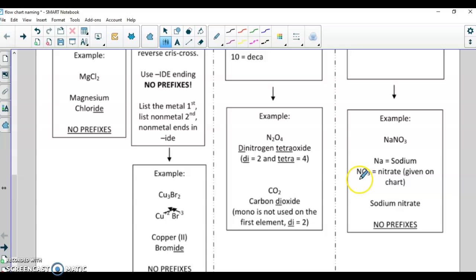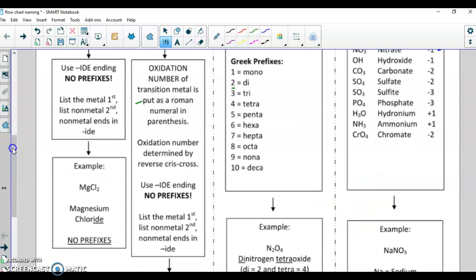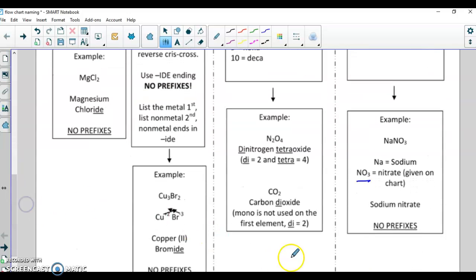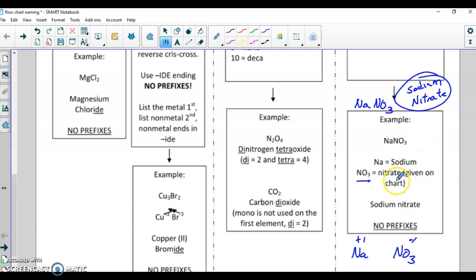So if you had sodium and nitrate, which is given on the chart, so we look back up at the chart, we find nitrate, which is a -1 charge. So sodium has a +1 charge. Nitrate, which is NO3, has a -1 charge. So that means when we put them together, and I'm going to write it up here, it's going to be NaNO3. And it's going to be called sodium. We write the metal first always, and then the name of the polyatomic ion, which is nitrate. So that'd be sodium nitrate, and that's a pretty decent ingredient in a bunch of fertilizers.